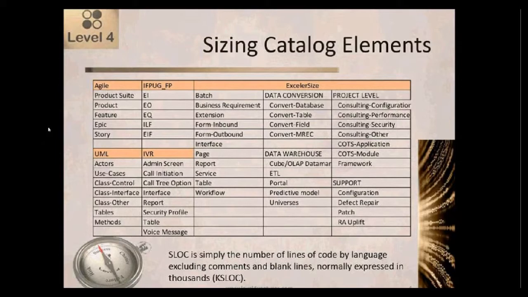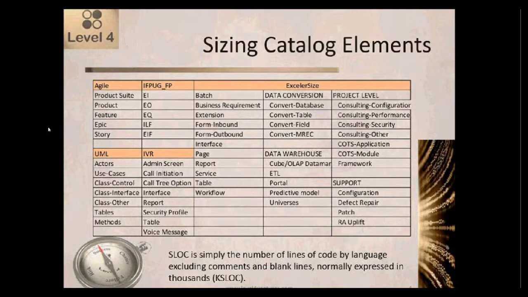If we look at the types of things that are within these sizing catalogs, so Agile, we're looking in terms of product suites, products, features, epics, and then stories. And the stories is the lowest piece, and that's where you get the story points idea of estimation that you'll often hear referred to when you're talking about Agile.